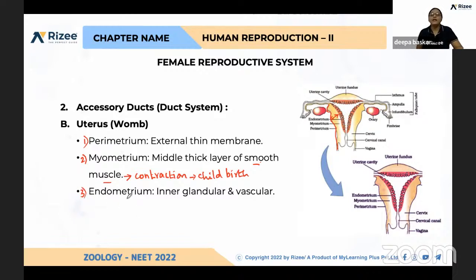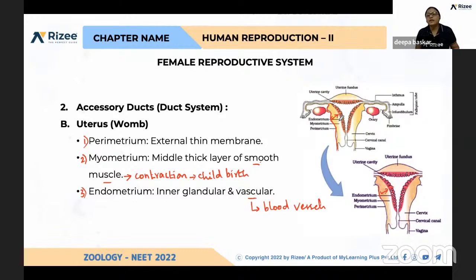So there are 3 layers, and what is the role of this endometrium? It is the innermost layer, and it is glandular and vascular in structure. What do you mean by vascular? It has blood vessels. See here, this is perimetrium and this is myometrium, and this part is endometrium.